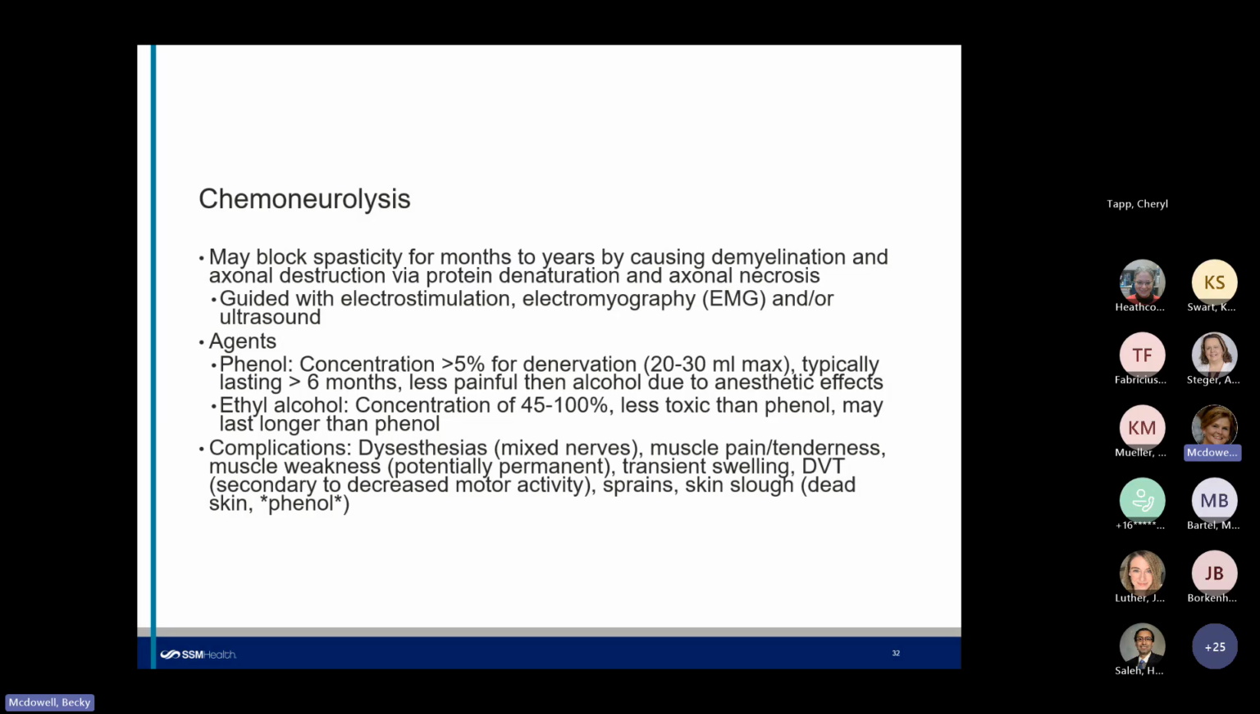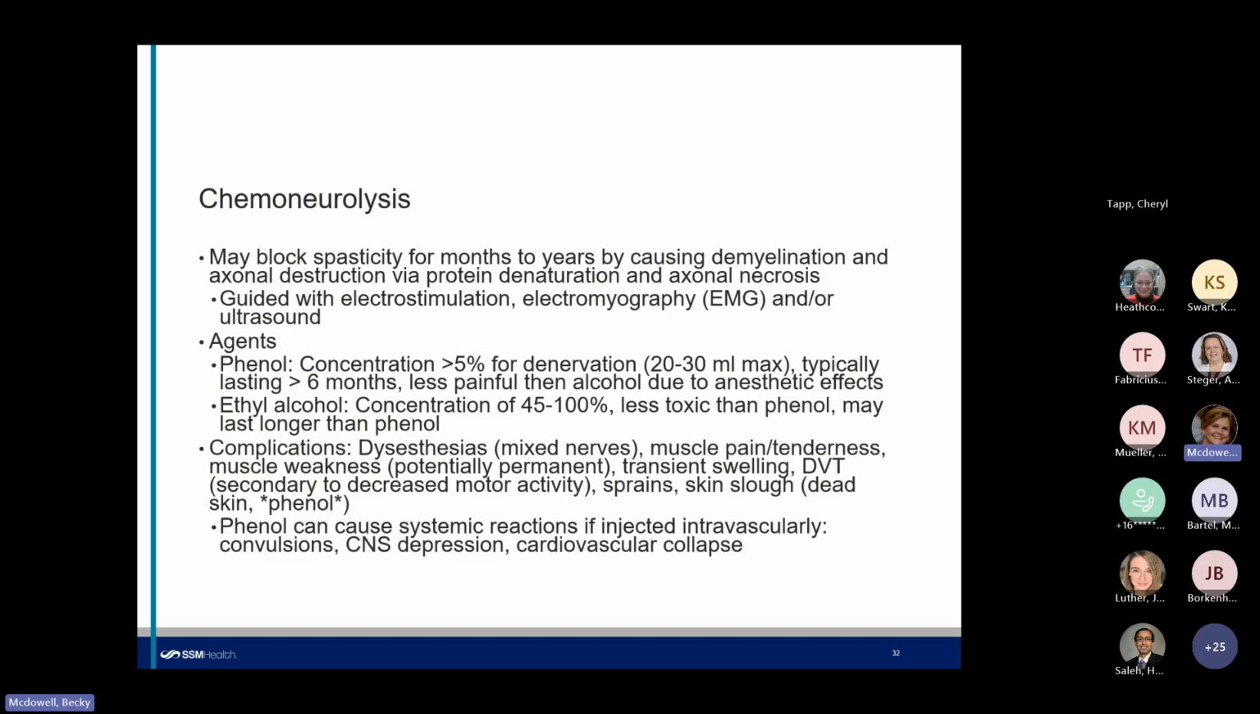You can get transient swelling, increased risk of DVTs due to decreased motor activity, sprains, and skin slough. Skin slough is seen with phenol usually, meaning dead skin occurs at the site of injection. Phenol can also cause systemic reactions if injected intravascularly, causing convulsions, CNS depression, and cardiovascular collapse.